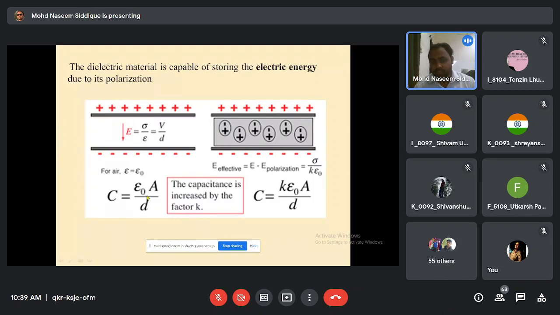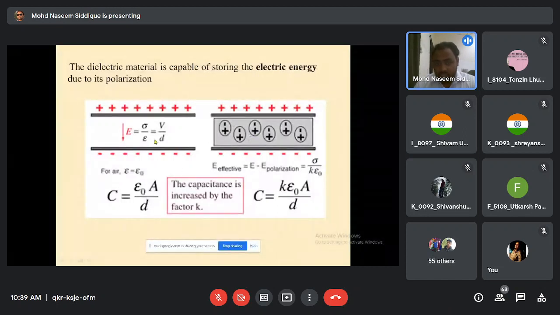Okay, so this is one thing. And the other thing, how can we increase the capacitance? We can increase the capacitance by increasing the dielectric constant. Each dielectric material has a dielectric constant. If we increase the dielectric constant, then we can increase the capacitance and we can store more electrical energy in our system. Okay, is it clear?